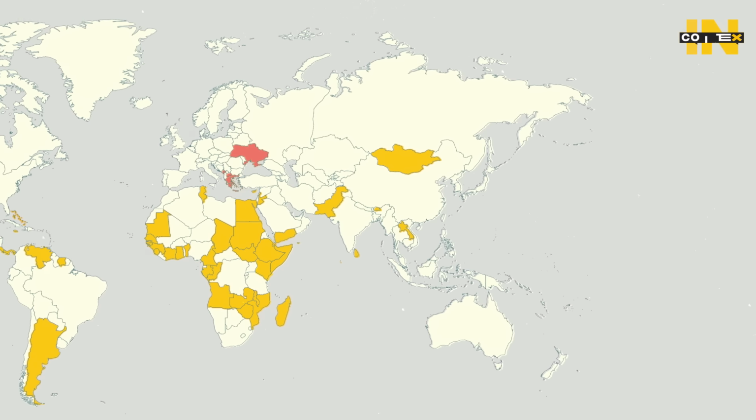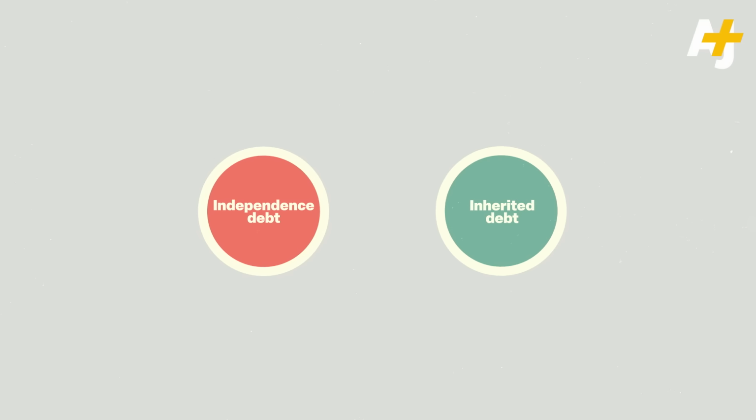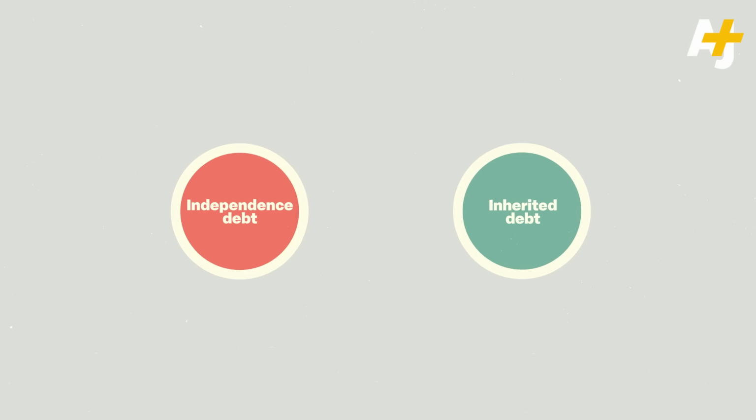That's why today, around 50 global south countries are in debt crisis, totaling over $1 trillion, and that doesn't even account for interest payments. It's about power and how power shows up in the debt system in deeply unequal terms. So how do these debt traps work, and how did the cycle begin?